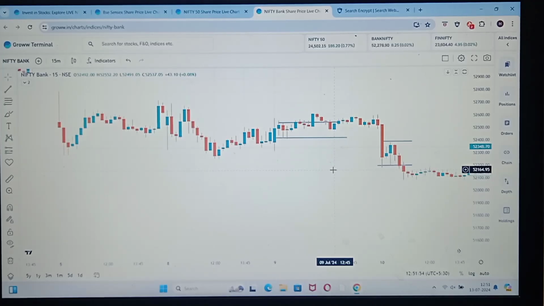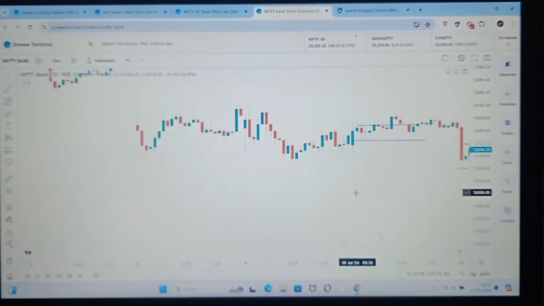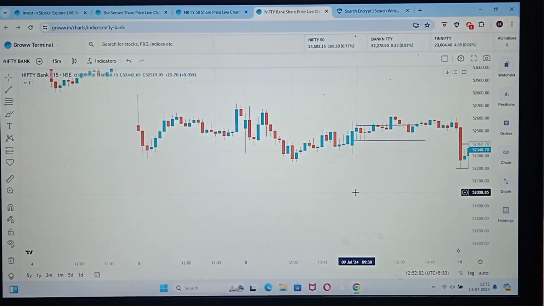We will not take many trades in a day. We will take 2 or 3 trades, maximum 2 trades in a day, but that should be accurate trade and that should fetch us profit. That is what our motto is.